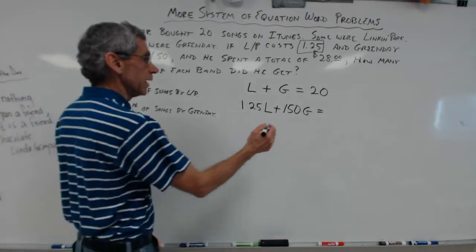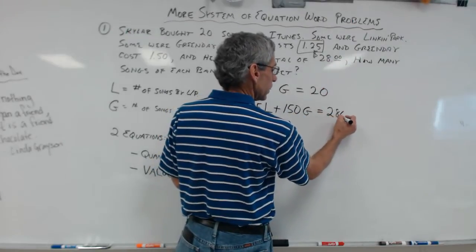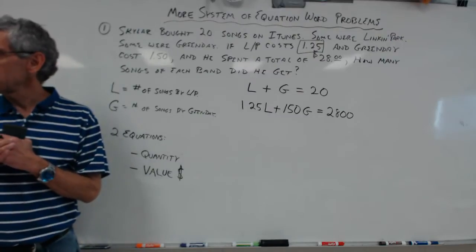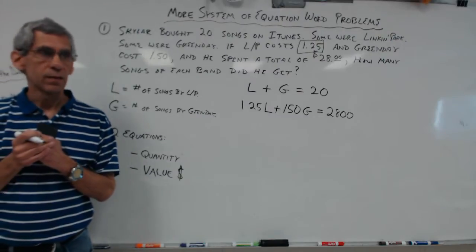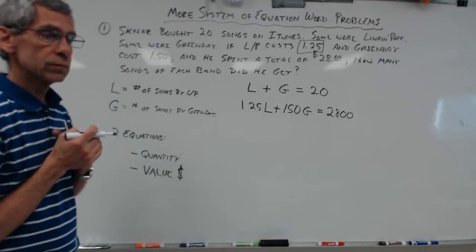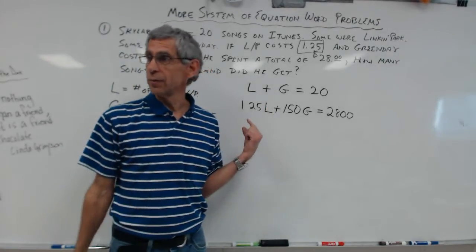2,800. Oh yeah, 2,800, right? Because we have to move, we're doing it all in cents. 2,800, okay. So now, there's our two equations. Does that make sense to you guys? Wait, Gary, wouldn't you need to change the top one too then? Yes, I do. L plus G.